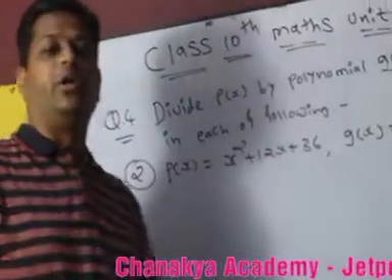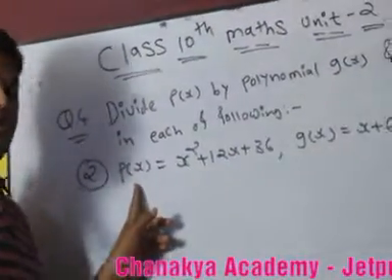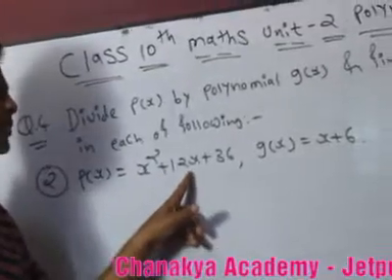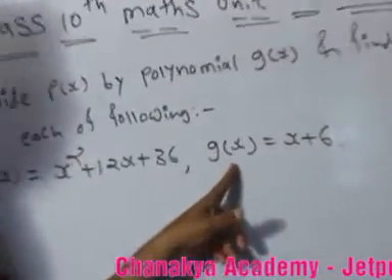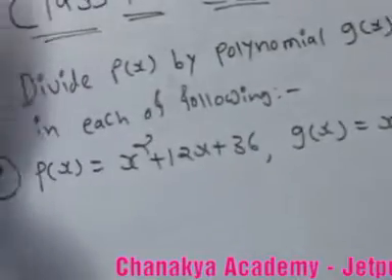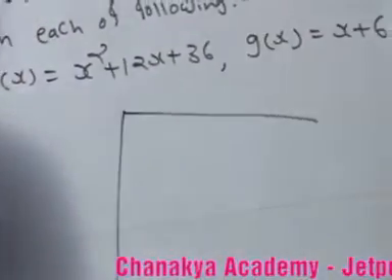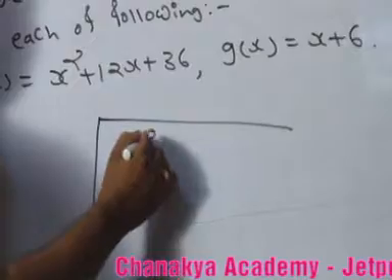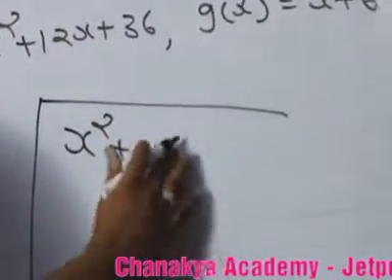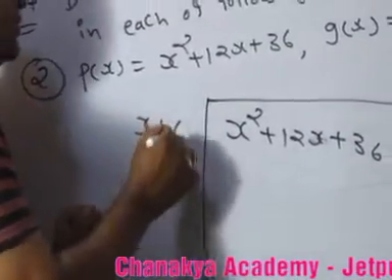Okay students, now we are moving to the next question with the same method. P of x, that is our dividend polynomial, equal to x square plus 12x plus 36. G of x, that is our divisor polynomial, equal to x plus 6. Now we are performing long division. X square plus 12x plus 36 divided by x plus 6.